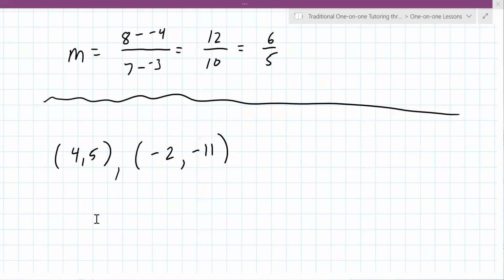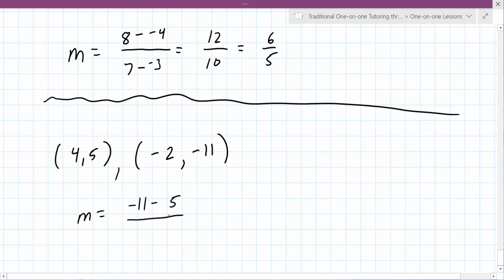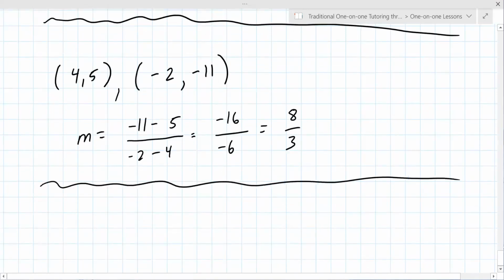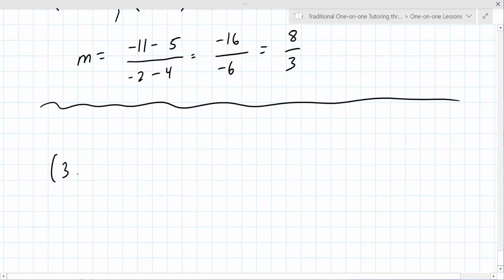Okay, so let me write it down here. So the slope is -11 minus 5 over -2 minus 4. So this one's different. It's -16 over -6. And like you said, it is +8/3. Yeah, let's try another one like that. You got it down. We're going to do another one here. All right, so try this one, please.